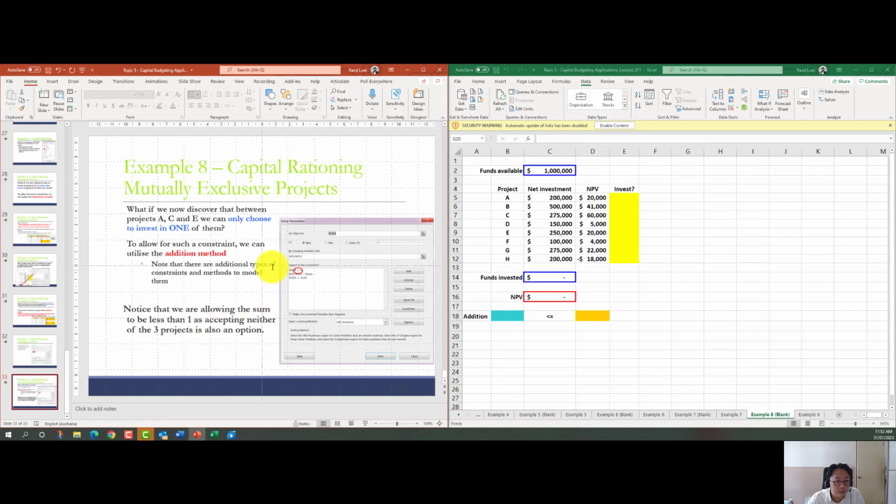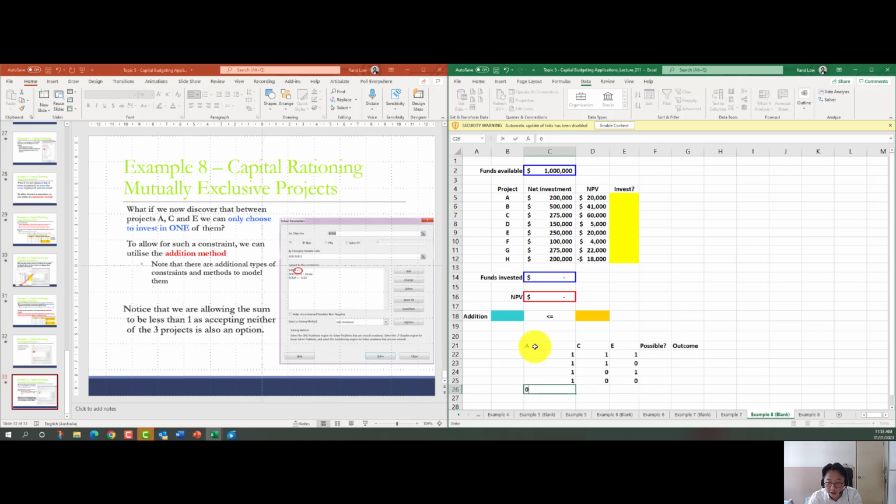Now what we actually do over here is capital rationing for mutually exclusive projects. What if we now discover that between projects A, C, and E, we can only choose to invest in one of them? So to allow for this constraint, we use the addition method. Let's look at what the table is going to look like: A, C, and E, possible, outcome. Now we have 1, 1, 1, 1, 1, 0, 1, 0, 1, 1, 0, 0.